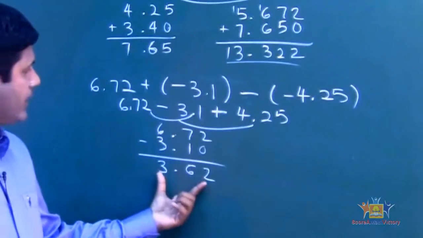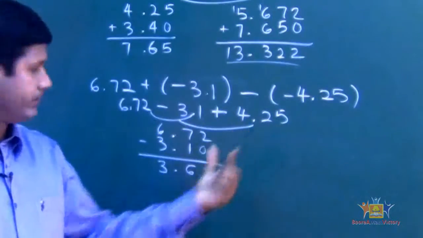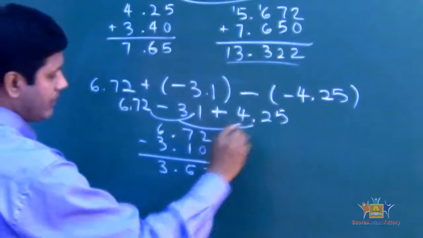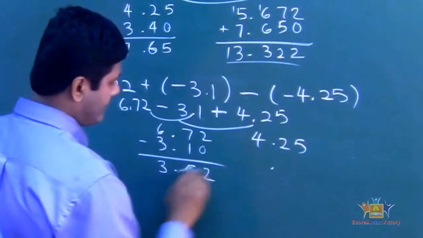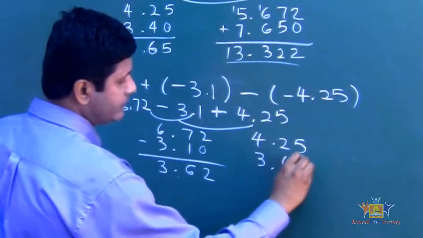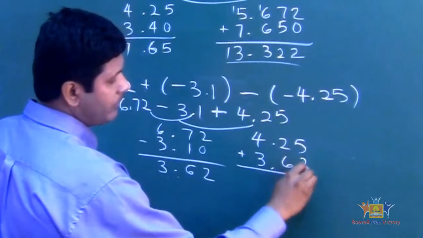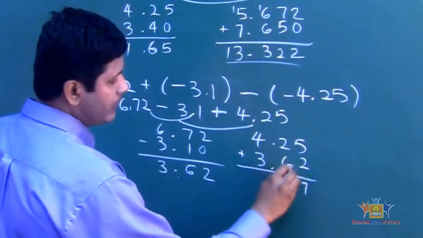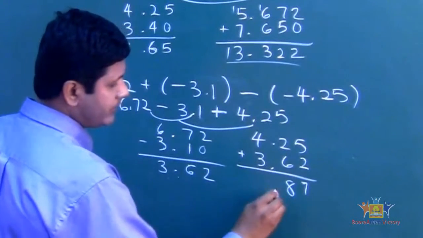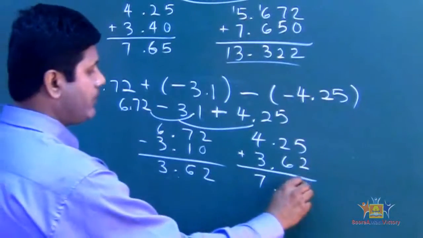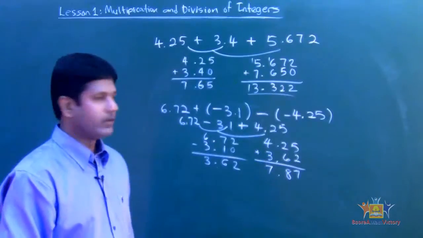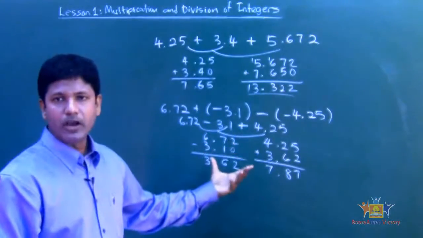Now I got this one down, and then I'm going to add that with that one, okay? I can grab them by the decimal, line them up. So 4.25. I'm going to add that with 3.62. 5 plus 2 is 7. 2 plus 6 is 8, and then bring the decimal down. 4 plus 3 is 7, right there. So it becomes 7.87. So this is the combined operation, okay?